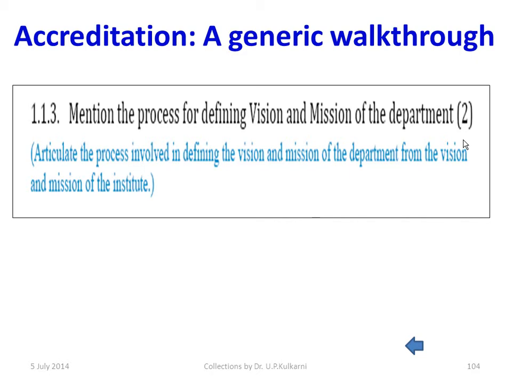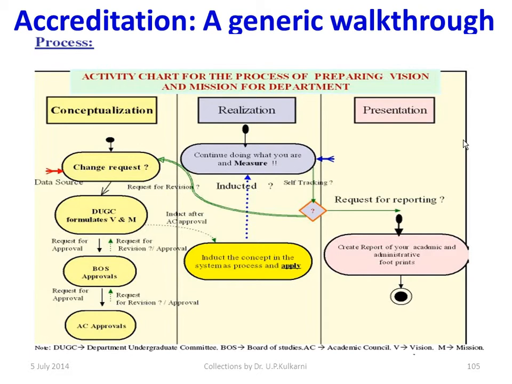Now look at one more entry: mention the process for defining the vision and mission of the department. Whenever you have a process, write it in terms of steps 1, 2, 3, with entry and exit, or indicate it through a flow chart, activity chart or workflow. Use one of these in defining the process. Here is an example. We have shown some process. Let's not look into its correctness, but rather how we represent it.